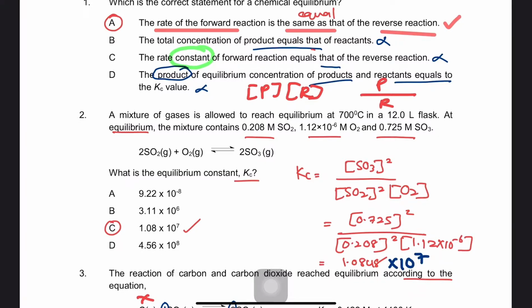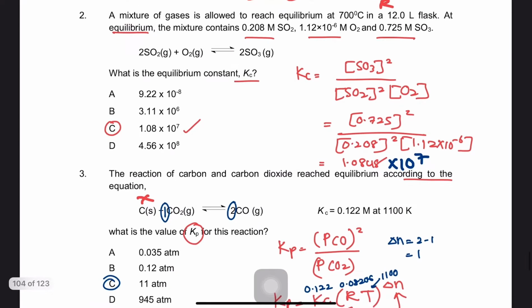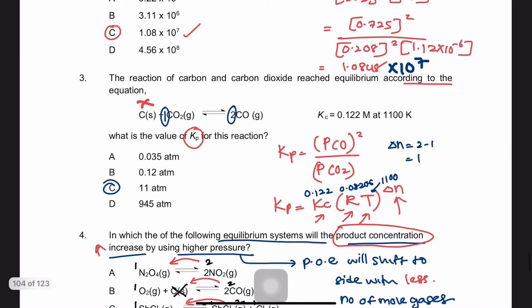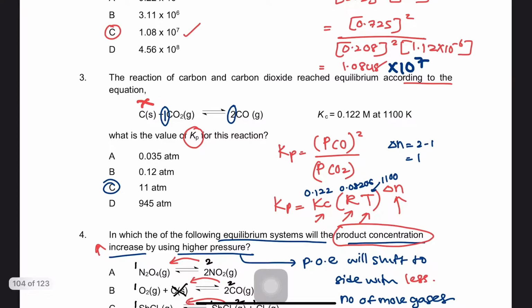Okay, right. Next question, question number 3. According to the reaction of carbon dioxide and carbon which reached equilibrium, calculate the value of Kp. Here we can see there's solid, gas and gas again. So Kp would only involve gases, right? If I were to write the equation of Kp, it only involves gases. Carbon solid is not involved.